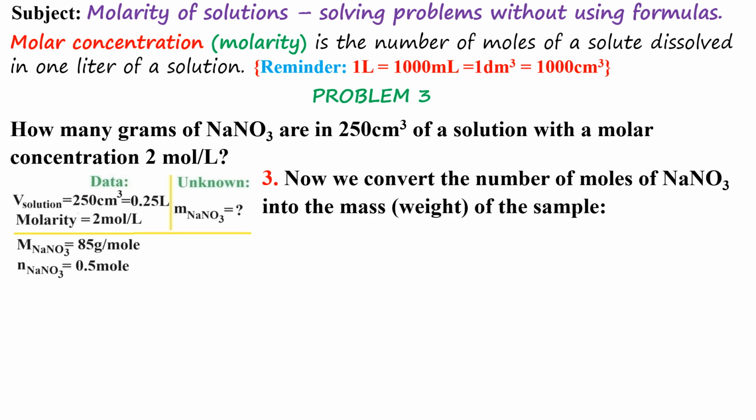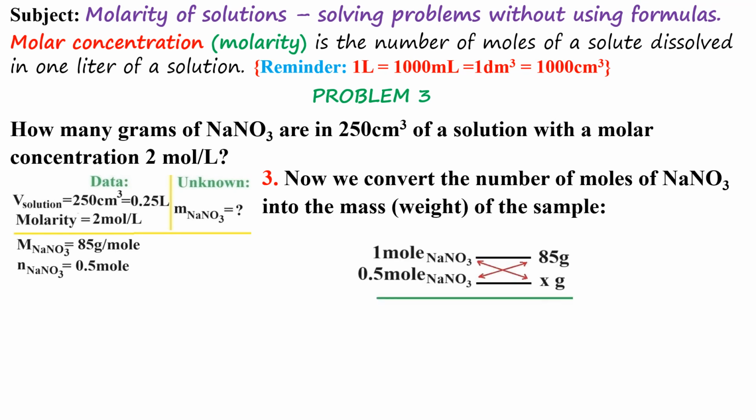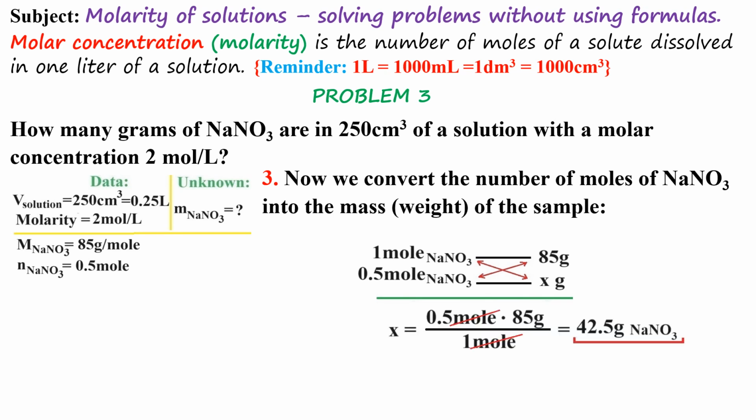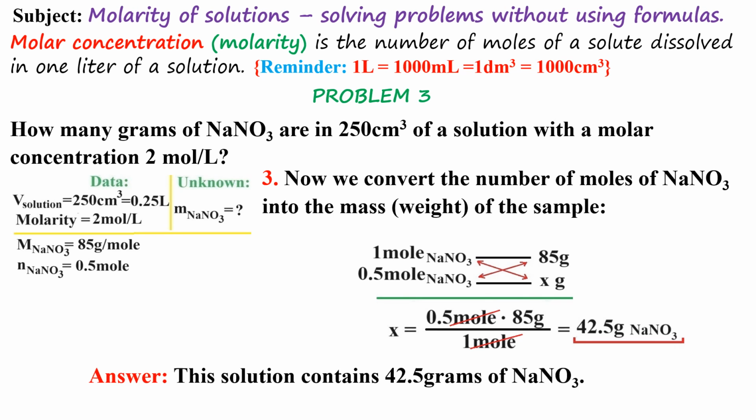Step 3. Now we convert the number of moles of sodium nitrate into the weight of the sample. 1 mole of sodium nitrate weighs 85 grams, so 0.5 mole of sodium nitrate weighs X grams. X equals 42.5 grams of solute. So now we have the answer to our problem. This solution contains 42.5 grams of sodium nitrate.